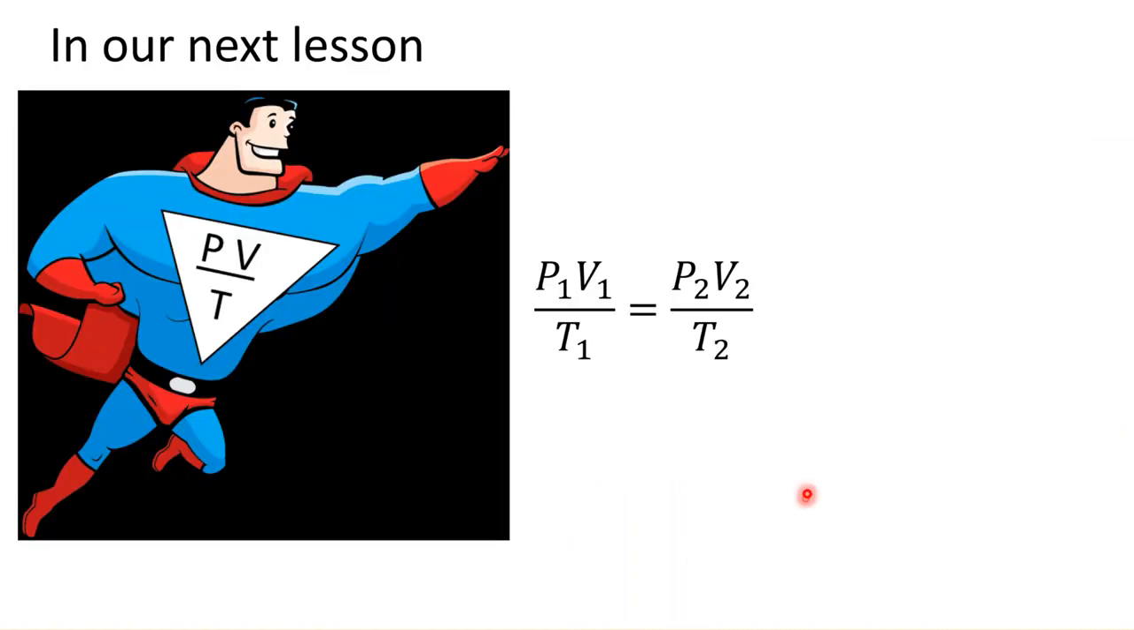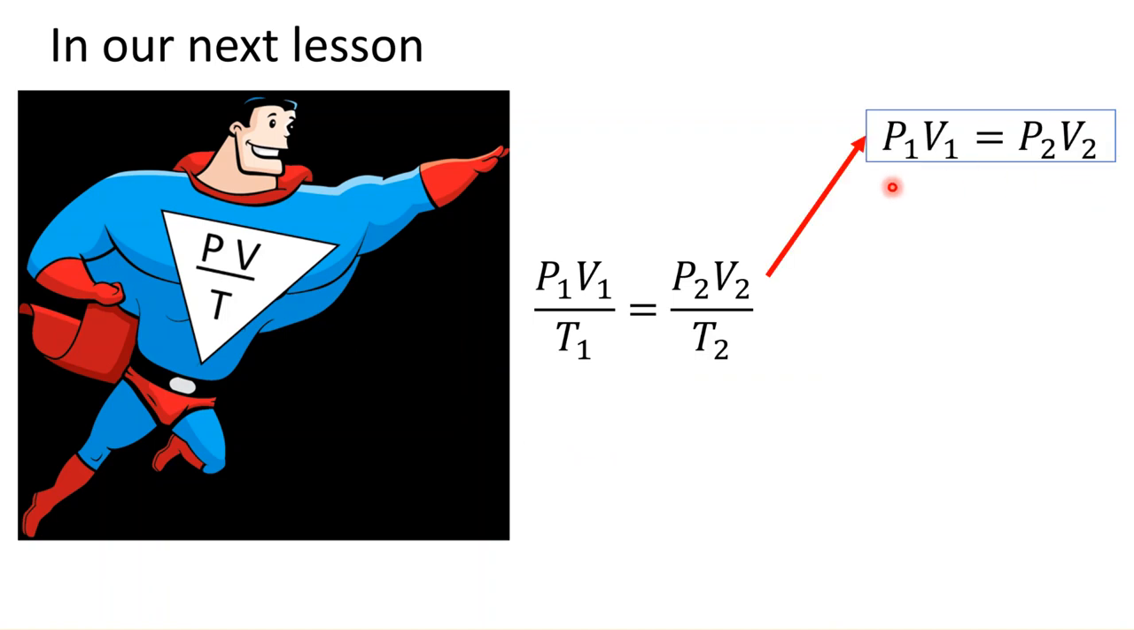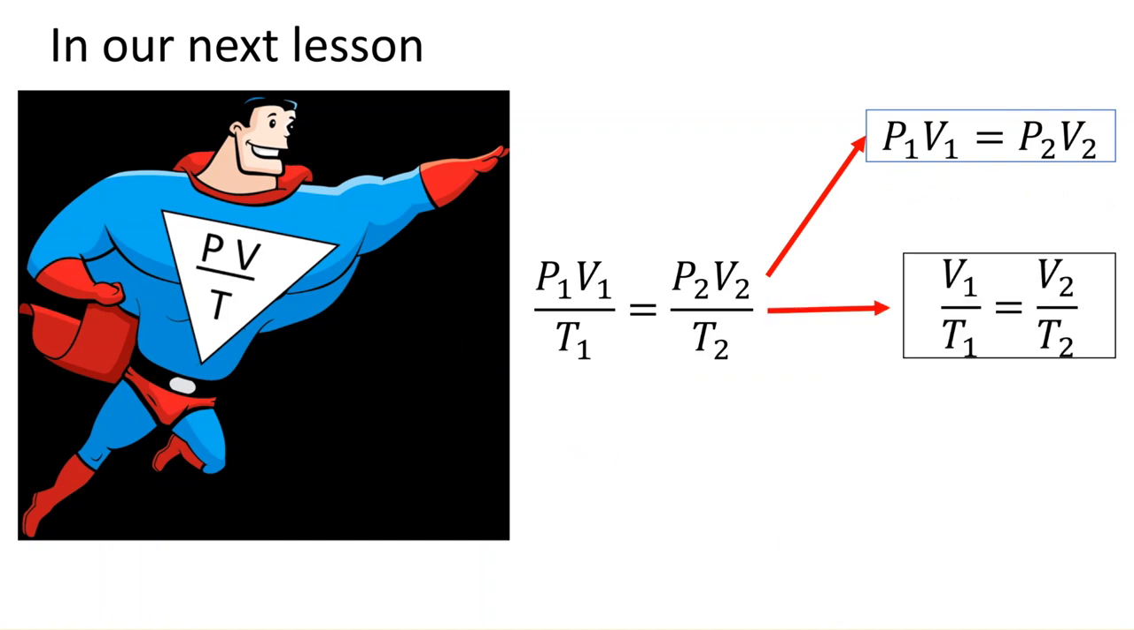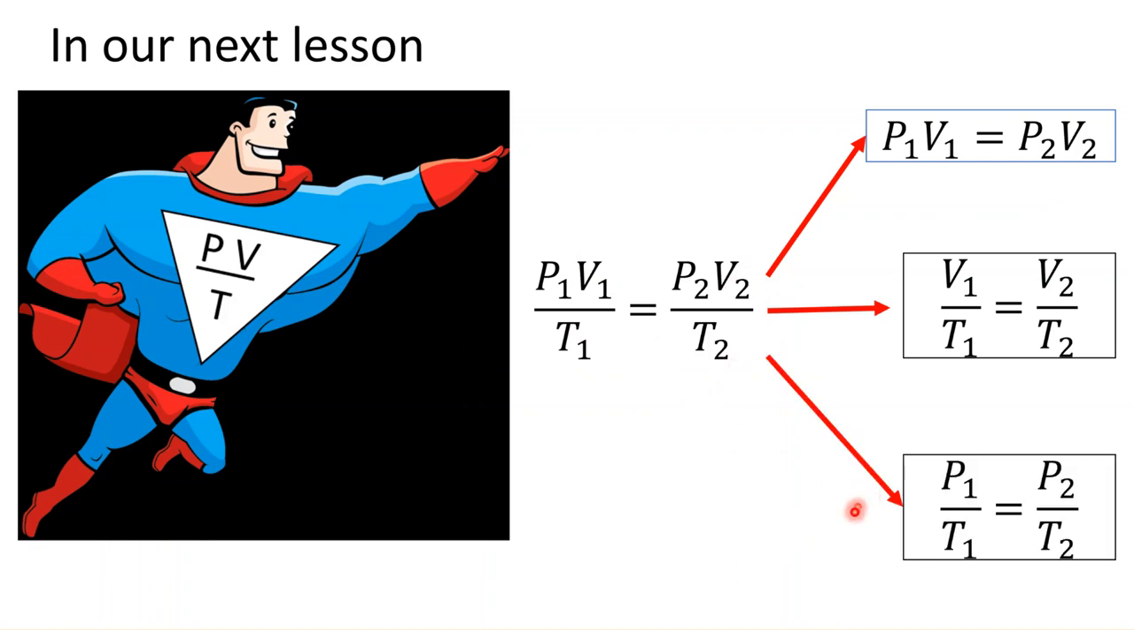In our next lesson, what you're going to learn is to use P1V1 over T1 equals P2V2 over T2. Notice the little triangle there? Except we're going to start even easier than that. We're going to break it into 3 pieces. First, you'll learn that P1V1 equals P2V2 and how to plug things in. And then you'll take V1 over T1 equals V2 over T2. And then you'll take P1 over T1 equals P2 over T2. And you'll learn how to do all those calculations.